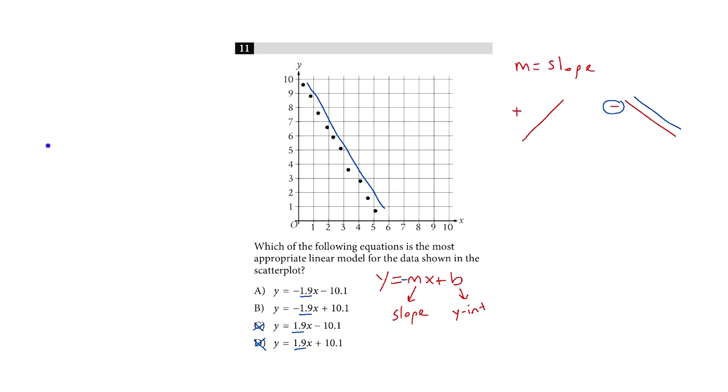So I'm going to go back to red, and this time I'm going to use the thicker one. So this is for answer choice A: y is equal to negative 1.9x minus 10.1. And I will also check on the right side answer choice B, as you see here, which is y is equal to negative 1.9x plus 10.1.